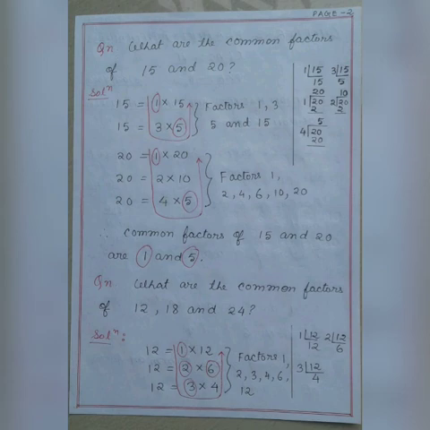Now let us check another question. What are the common factors of 12, 18 and 24? Let us find the factors of 12. We have found that the factors of 12 are 1, 2, 3, 4, 6 and 12.